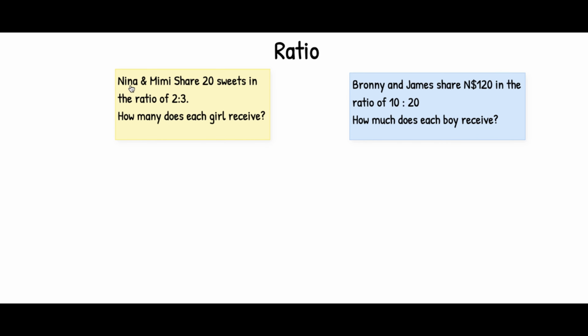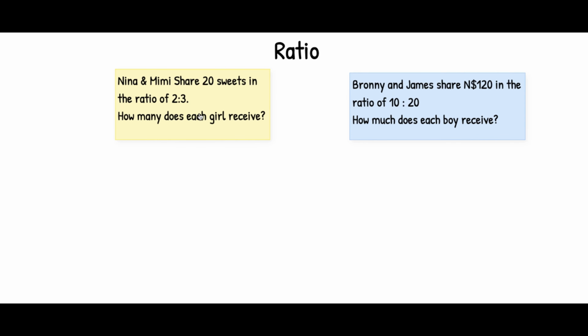So we're gonna look at this example, which says that Nina and Mimi share 20 sweets in the ratio of 2 to 3. As you can see with the colon, in terms of ratio, it means 2 to 3. How many does each girl receive? So one of the key things that you have to understand is that when we say 2 to 3, we're talking about the value of the sweets. That means that Nina will receive 2 parts of the 20 sweets and Mimi will receive 3 parts.